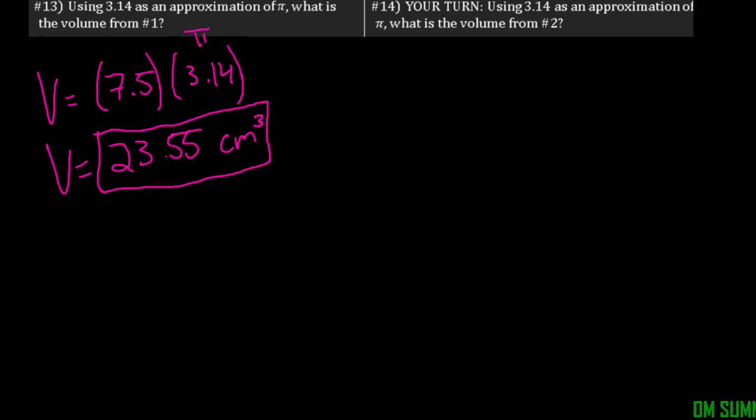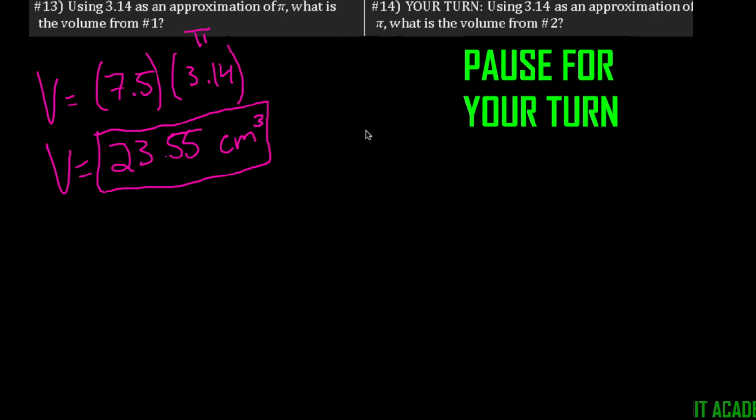And so now for number 14, it says, your turn, using 3.14 as an approximation for pi, what is the volume from number 2? So make sure you flip it to the back, or back to the front, I should say. Pause for your turn, make sure you can find that volume. Check with me.